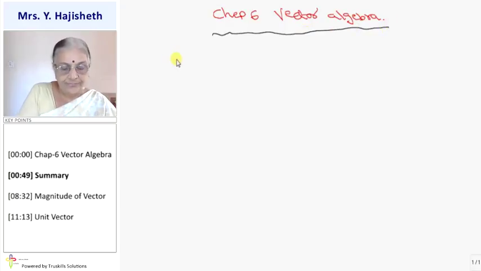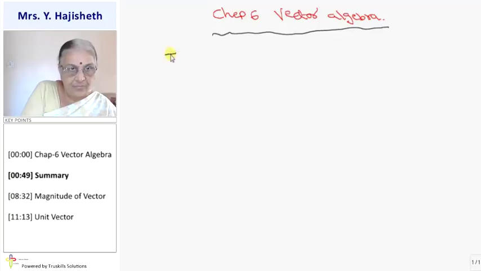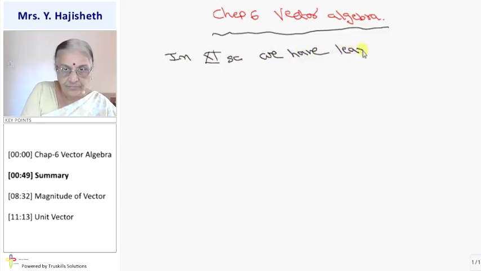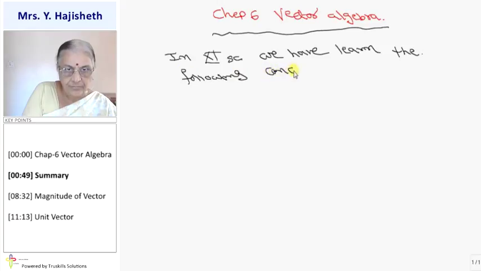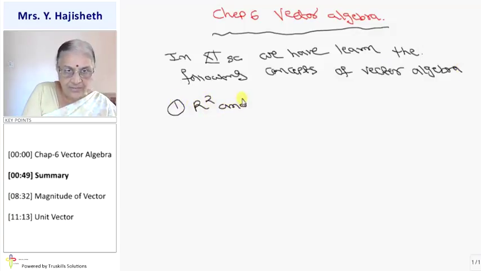In 11th science, we have learned the following concepts of vector algebra. So let me revise. Okay, आप भूल गए होंगे. In 11th science, what we have learned: first, we have learned R square and R cube is a vector space. याद आया?